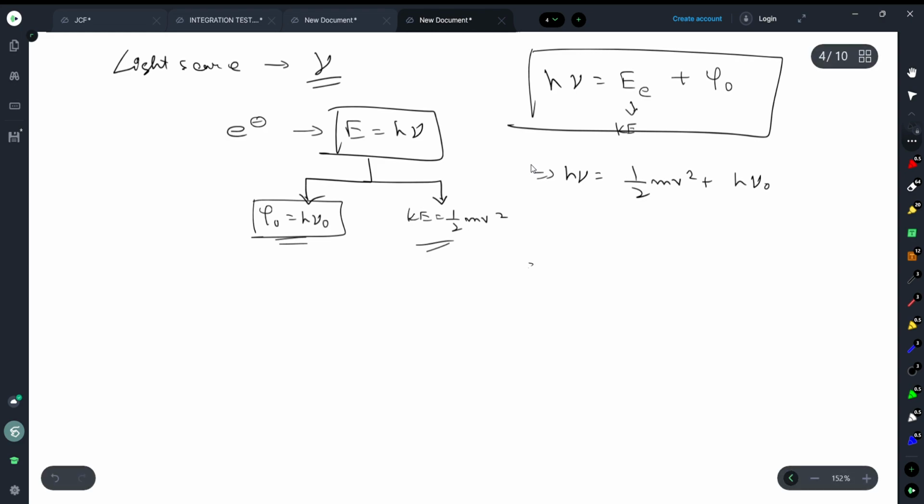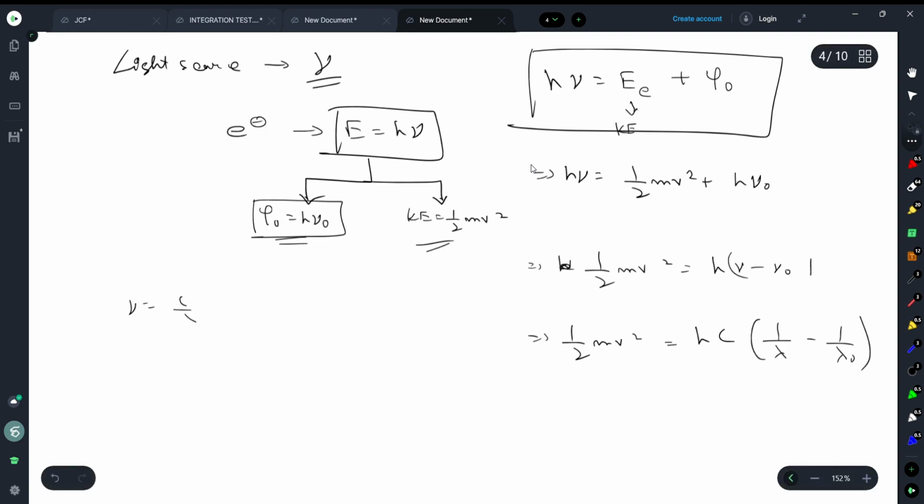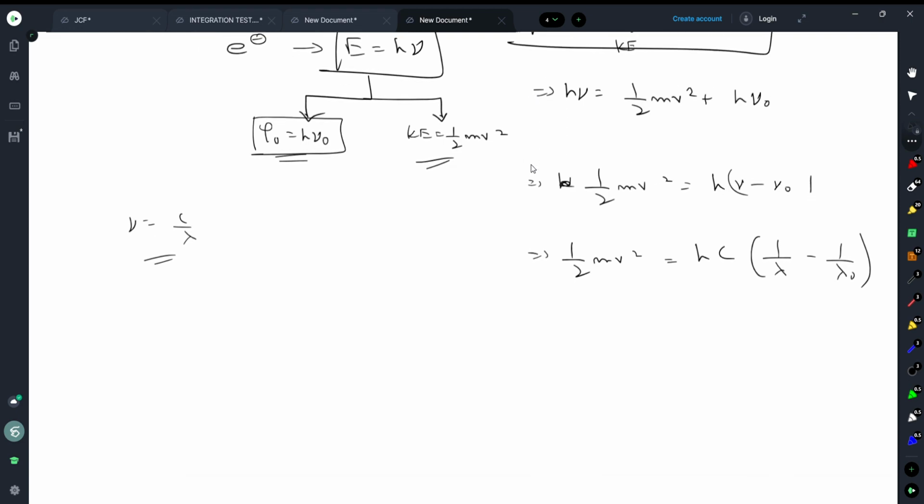Let's see. Half m v square is equal to h times (nu minus nu naught), which can also be written as half m v square equals hc times (1 over lambda minus 1 over lambda naught). We know frequency is equal to c over lambda, where c is the speed of light, and these are photon particles. What is lambda naught? Lambda naught is called the threshold wavelength.